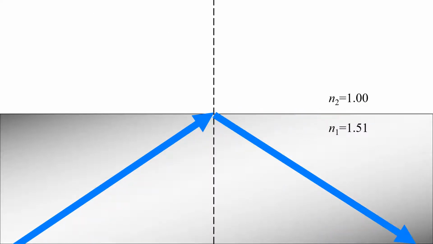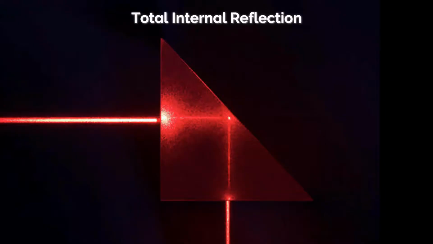And then, if the angle of incidence in the glass slab is increased just a bit more past the critical angle, something very interesting happens. Instead of refracting out of the glass, the laser beam now completely reflects back into the slab. This optical effect is called total internal reflection.